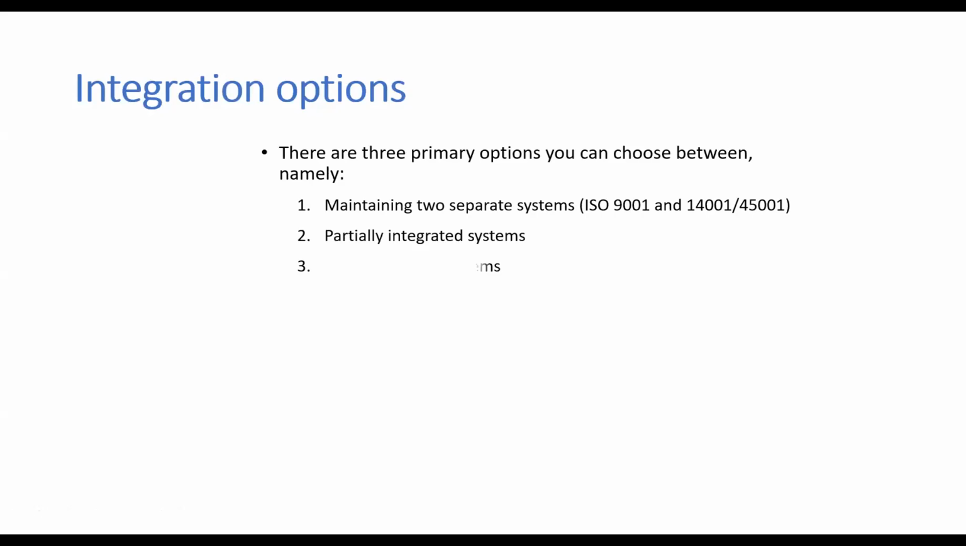There are three options available for the integration. The first option is to maintain two separate systems. For example, you have one HSE department and one quality department. In this case, you can maintain 45001 and 14001 as one system, like HSE, and you can keep the quality management system and food management system together. So this is easier.